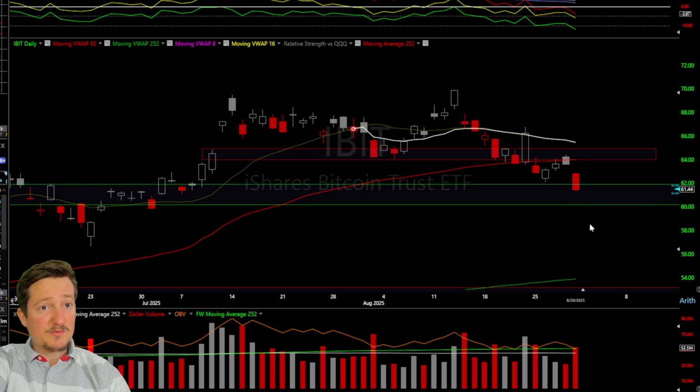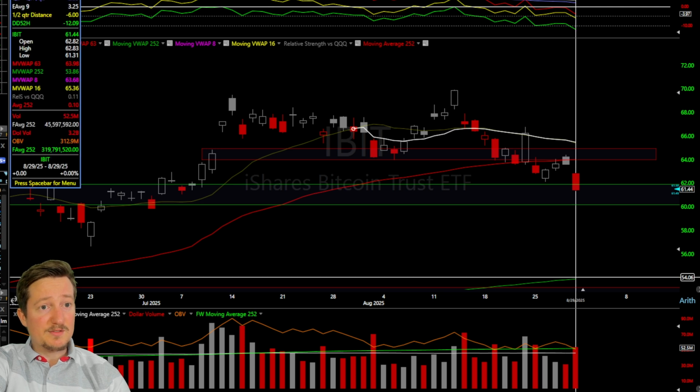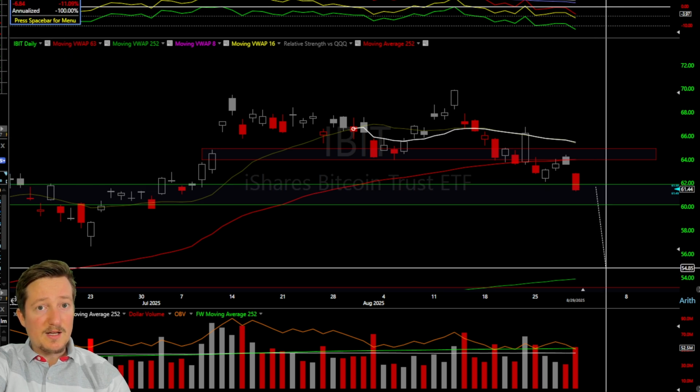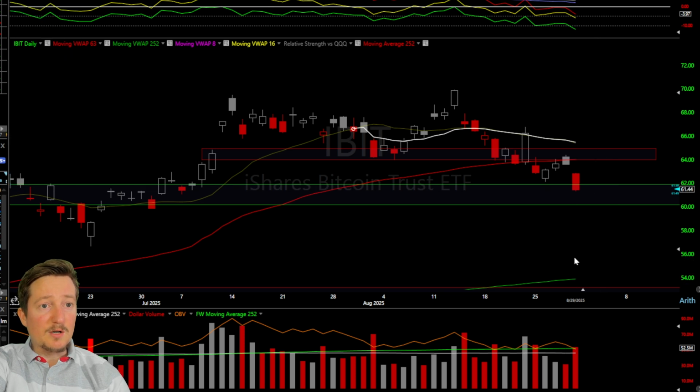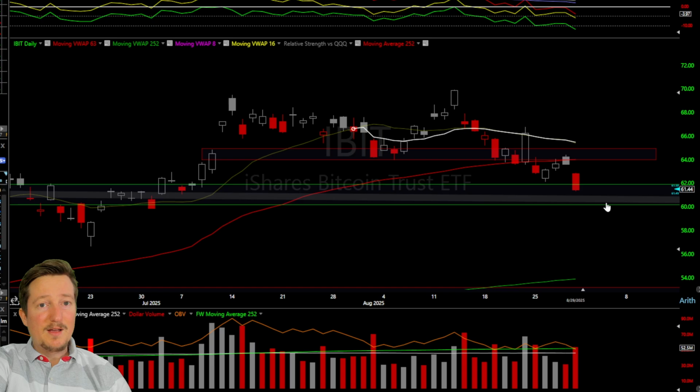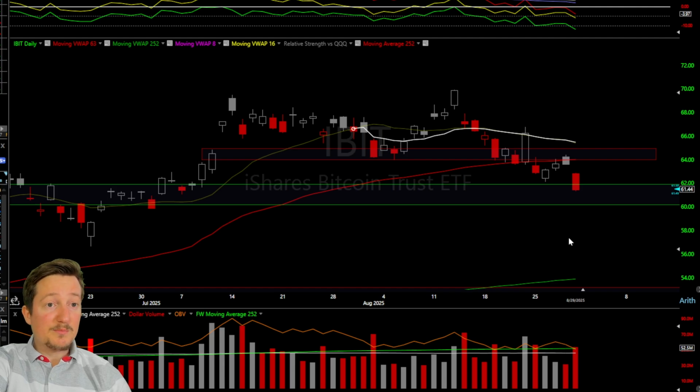Now, if it breaks through this, we could totally see it go down to the yearly moving average, which would be, let's see, 12% lower. So that would be my take on Bitcoin. It's probably going to go sideways in this range this whole week. Or if it accelerates here, it's going to hit the yearly moving average. But nothing to see there. That's pretty neutral to bearish on Bitcoin.